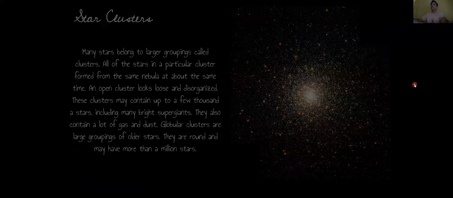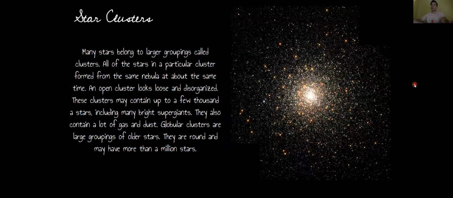All right, next one. So a star cluster. A star cluster is a ginormous grouping of stars. That's all it is. That's all you have to know. A ginormous group of stars is called a star cluster. Right here, this is a star cluster.